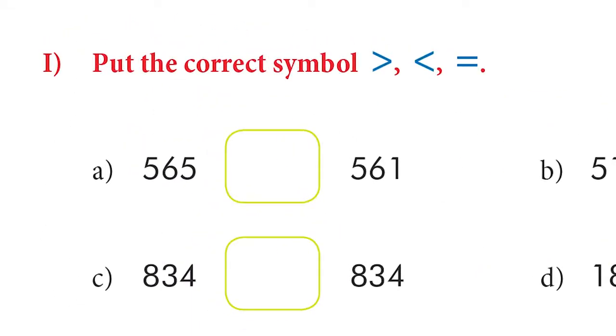Both the hundreds are 500. Both the tens are 6. So, we will move on to see what are the ones. What is the number in ones? 5 and 1. So, there we got the answer. 5 is greater than 1. So, 565 is greater than 561.